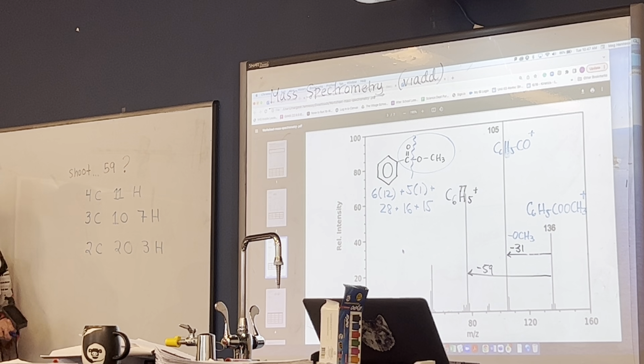So I think that they should add into the table that the phenyl fragment is 77, but it's not gonna be in the table when you take the test. Like no matter how many times I think it ought to be there, it's not gonna be there.